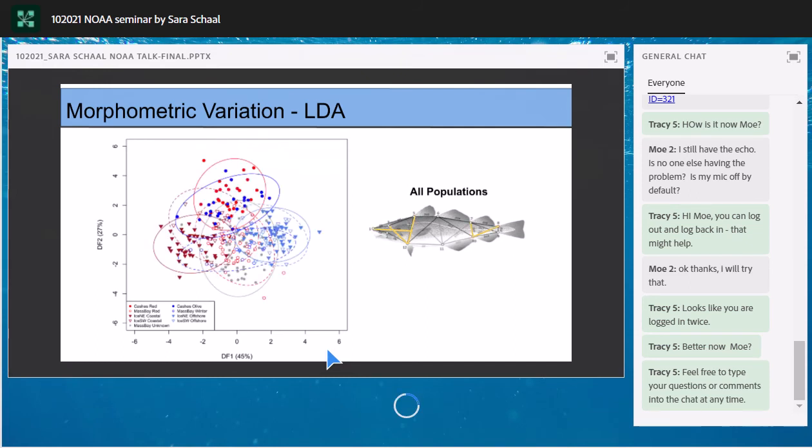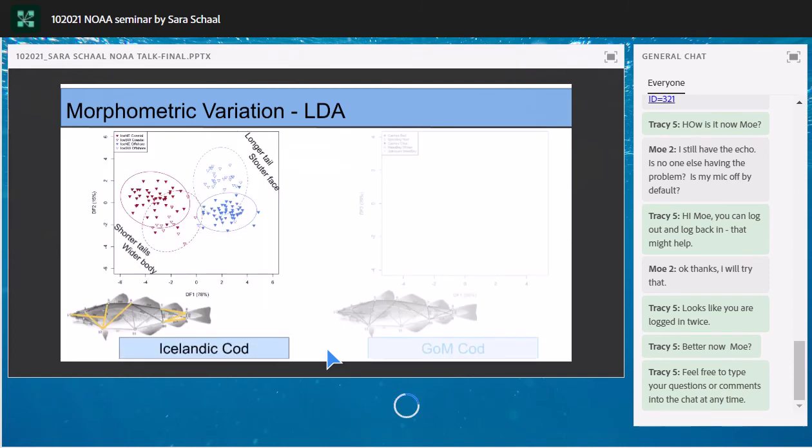So first, morphometrically, I'm just putting the different morphometrics that loaded on our discriminant functions. This first one, I'm not going to go through the morphometrics that differentiate these. I'll talk through the ones on the next slide, but this was comparing all populations together. We see that it's kind of a mess. They're all very similar, but we do clearly see that the red triangles here, which represent coastal Icelandic cod, and the blue triangles here, which represent offshore Icelandic cod, are differentiating from each other.